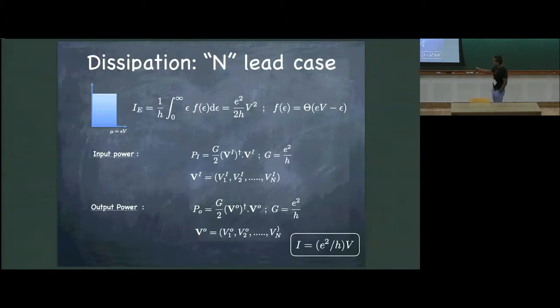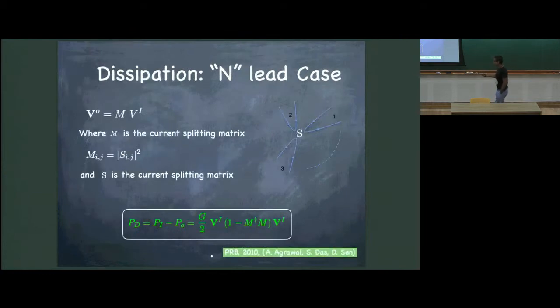So you can efficiently write the input power as the conductance G over 2, V dagger V, right? And similarly, if the equilibrated voltage on the outgoing branch is a vector V out, then you can write the output power. So essentially, if you take the difference between the two, that gives you the dissipation. So you can write it in an efficient way.